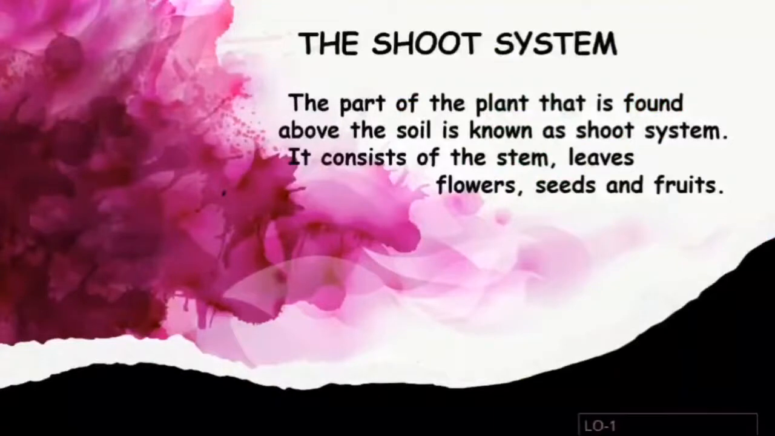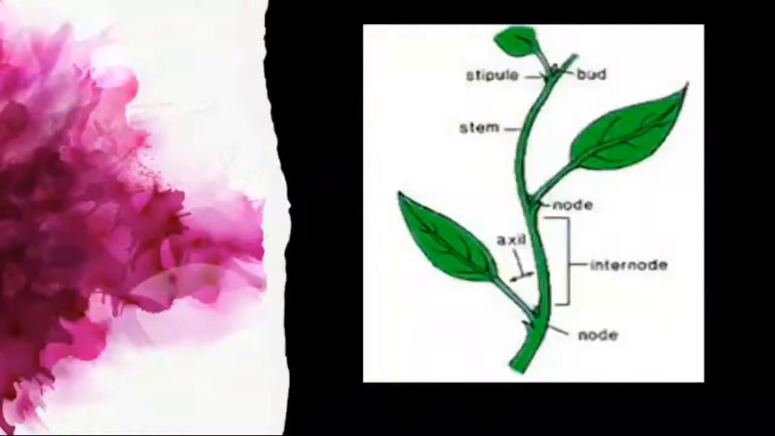So let's read out the definition. Shoot system means the part of the plant which is found above the soil. It consists of stem, leaves, flowers, seeds, and fruits. So this is your first learning outcome. Now you are able to define what the shoot system is. Coming to the next slide.